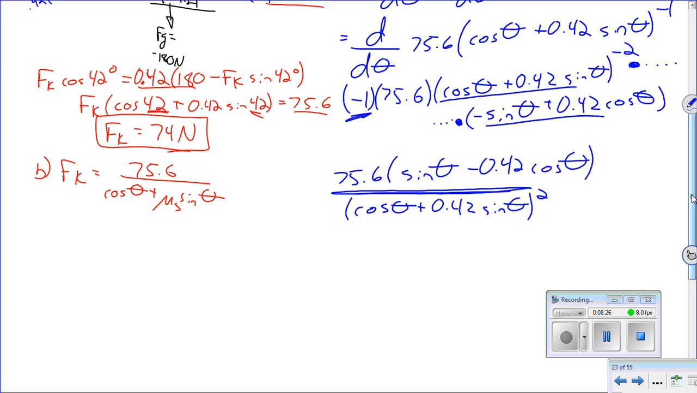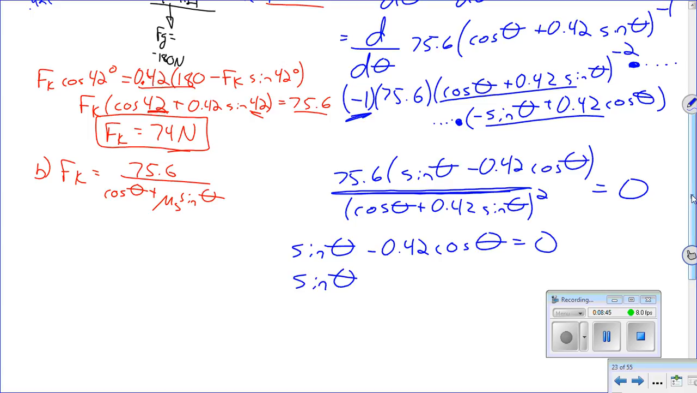So now we just want to set it equal to 0, right? The only way that this fraction can equal 0 is if the top of the fraction is 0. So we end up with sine of theta minus 0.42 cosine of theta equals 0. So add 0.42 cosine theta to both sides. I just did one in class like this today, at least at the time of recording this.